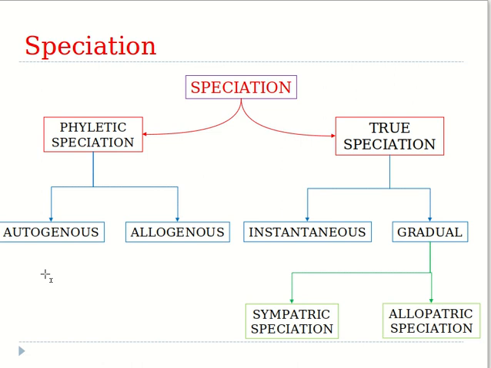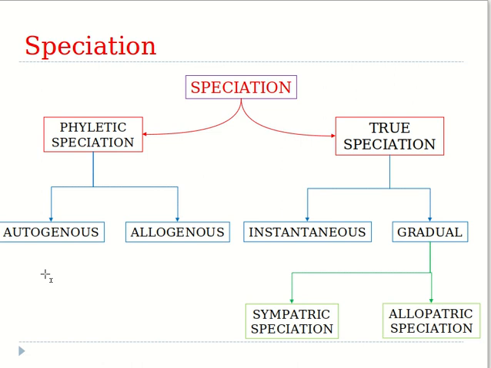Gradual speciation is one where a species splits into two species gradually by the accumulation of various genetic factors and reproductive isolation. So it is not a single step process, it is a very gradual process, and this happens because of the accumulation of smaller genetic changes or variations, and reproductive isolation from such similar groups. Gradual speciation can be further divided into sympatric speciation and allopatric speciation.